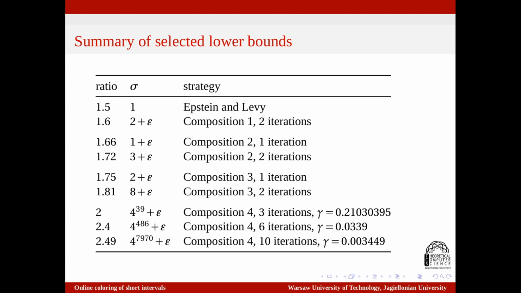Okay, so these are the bounds that we get. So for example, to get lower bound 2 for competitive ratio, we use composition 4. We need to set this parameter gamma to a particular value and apply the composition starting with this trivial 1-1-1 schema and apply this composition 4 3 times. We get this sigma and this lower bound, and all of our lower bounds have this flavor.